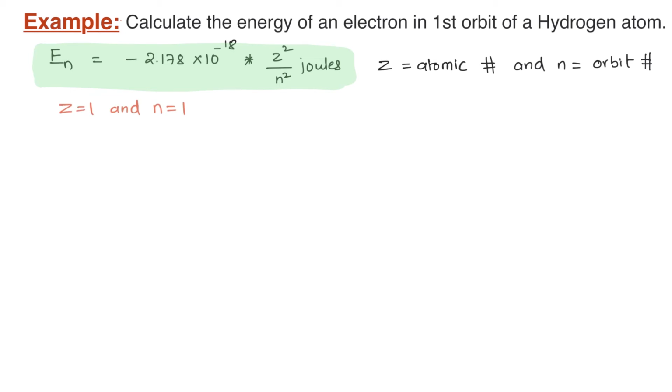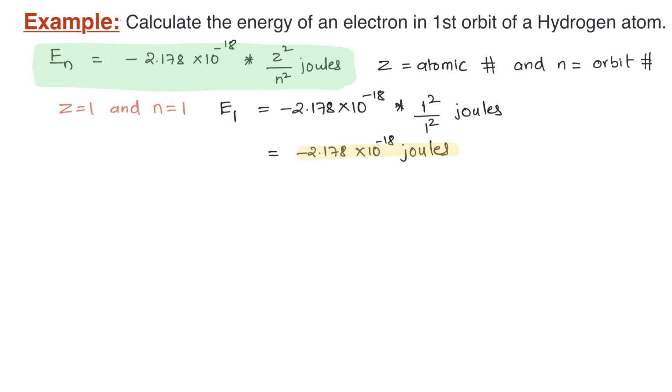Plugging the values into the formula, we get E1 is equal to minus 2.178 times 10 to the negative 18 times 1 square over 1 square joules. You would end up getting minus 2.178 times 10 to the negative 18 joules. You can do a similar calculation in electron volts and you would end up getting minus 13.6 electron volts. Let us do one more.